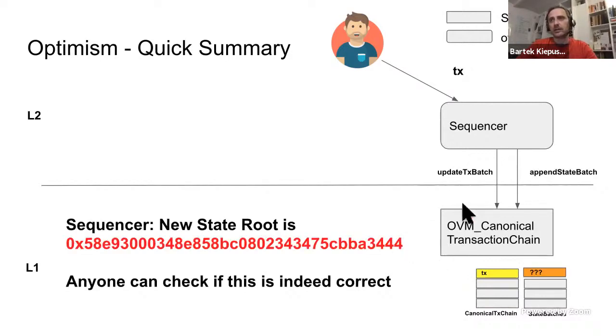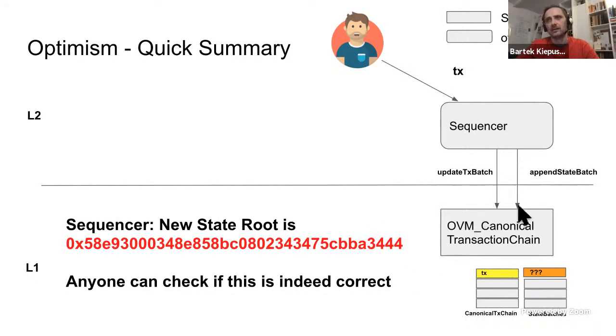Now, after a while, the sequencer also appends what's called a state batch, which is literally a new state root for the whole bundle. So it tells us that if you were to execute all these transactions in the bundle, you'll end up with a state tree with that root. And anybody can check if this is indeed correct, right?